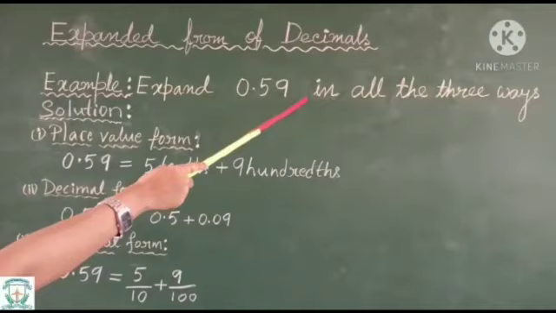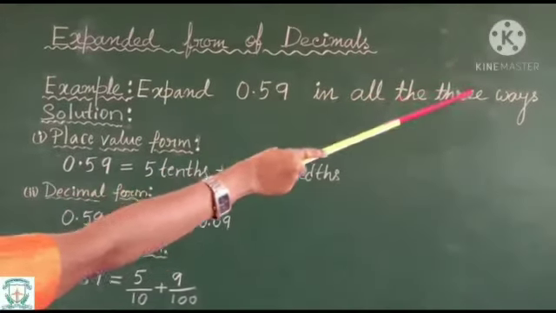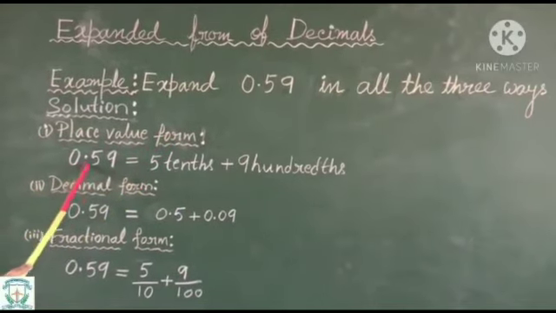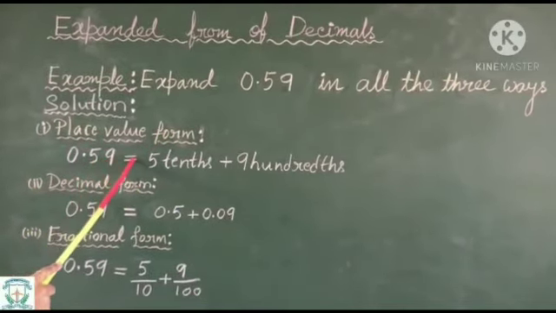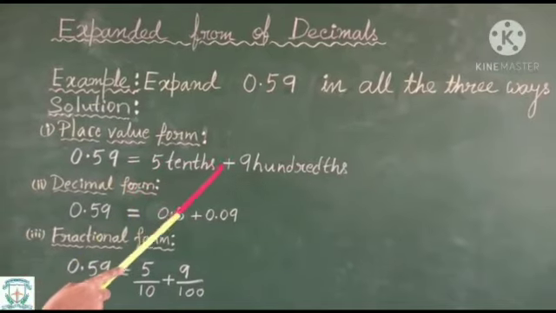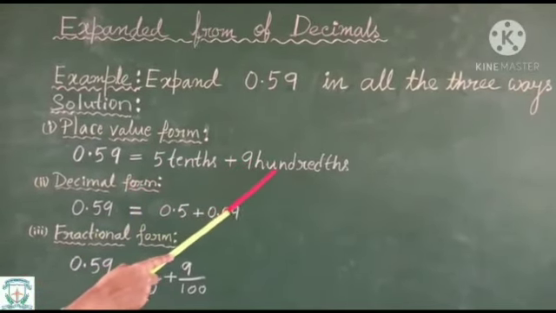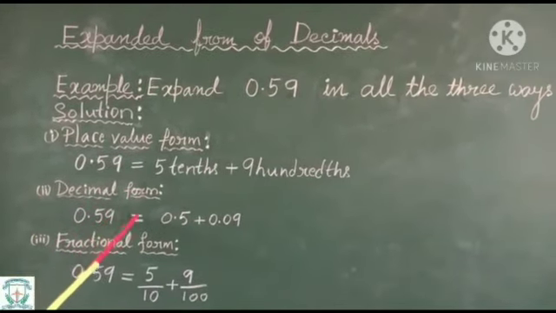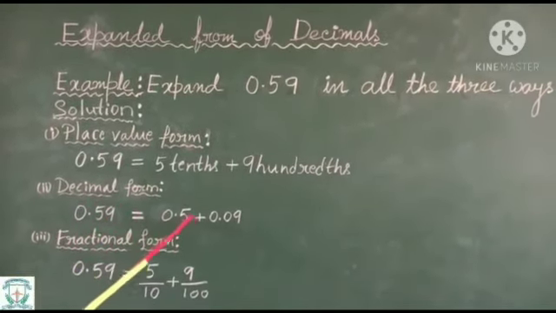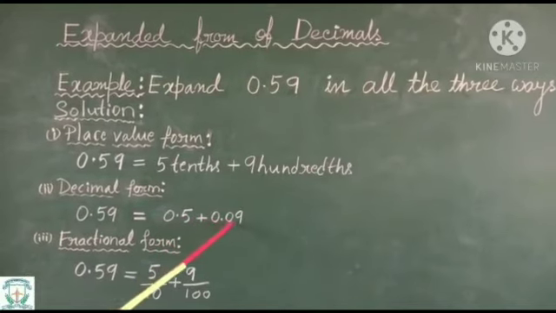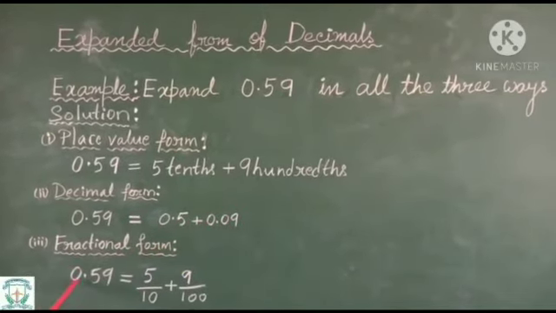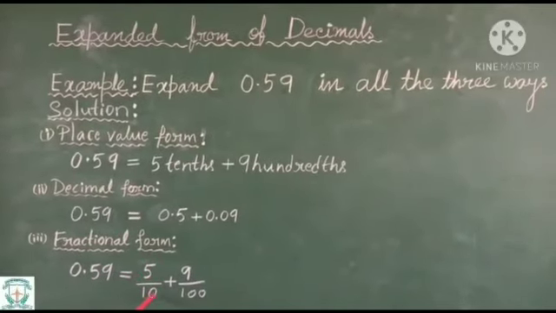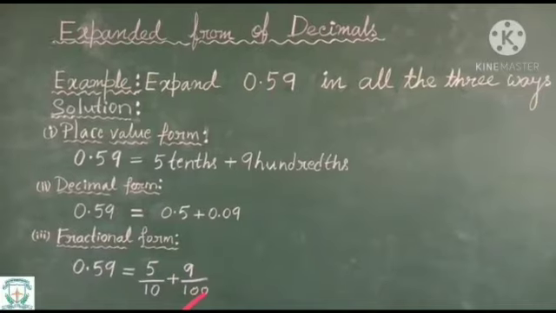Expand 0.59 in all the 3 ways. In the place value form, 0.59 can be written as 5 tenths plus 9 hundredths. In decimal form, 0.59 can be written as 0.5 plus 0.09. In fractional form, 0.59 can be written as 5 by 10 plus 9 by 100.